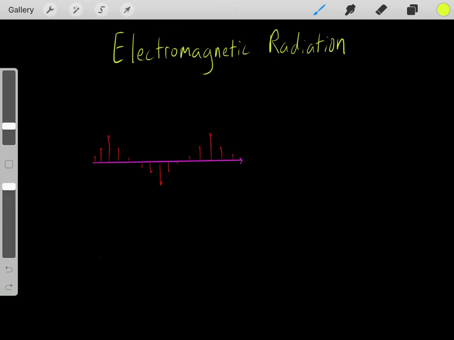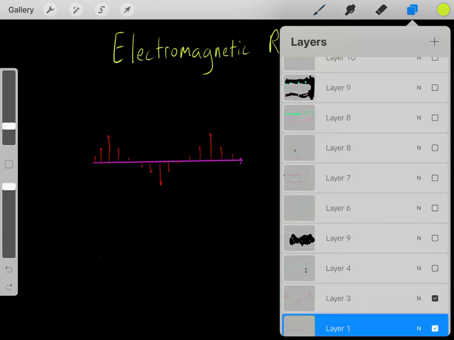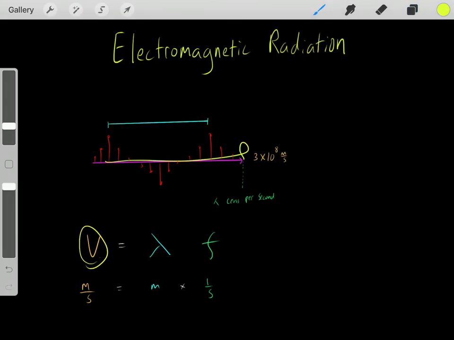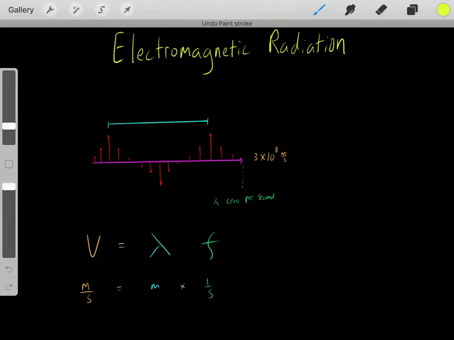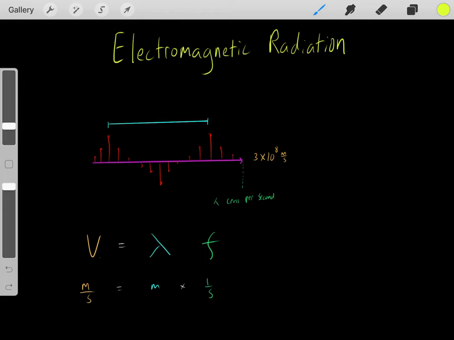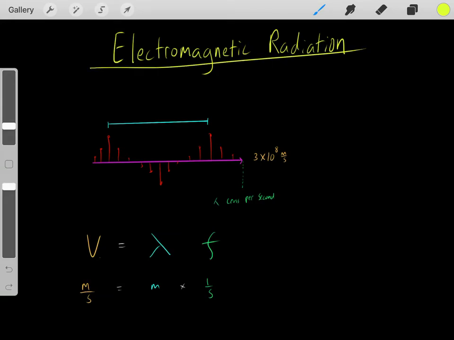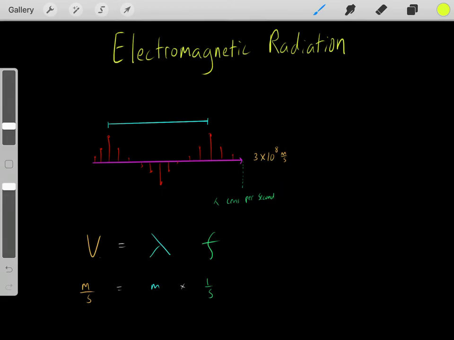So one really important formula to be aware of whenever it comes to electromagnetic radiation and all waves in general is this. The velocity of the wave equals the wavelength of the wave multiplied by the frequency of the wave. So something important to realize is all types of electromagnetic radiation will always have a velocity of 3 times 10 to the 8 meters per second, which is really fast. This is a huge velocity. In fact, this is the speed of light, because light is a type of electromagnetic radiation. So all types of electromagnetic radiation have a velocity of 3 times 10 to the 8 meters per second.